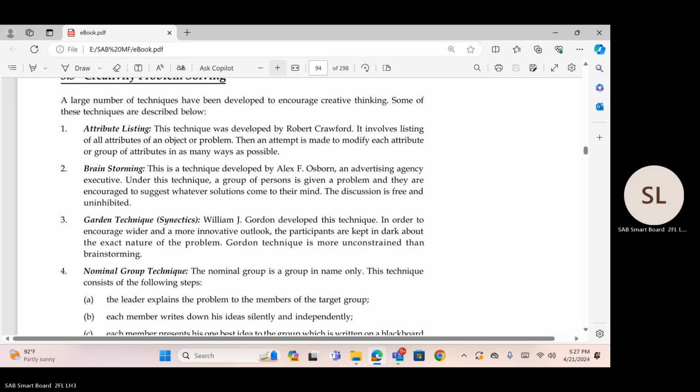Because in brainstorming, people know each other. Therefore, sometimes individual members may be reluctant to give very opposite ideas, extreme ideas, because everybody knows each other. But in the Gordon technique, they do not know each other. Then they can really give ideas. Even opposite ideas can be put forward. That's why it is said to be more unconstrained than brainstorming.